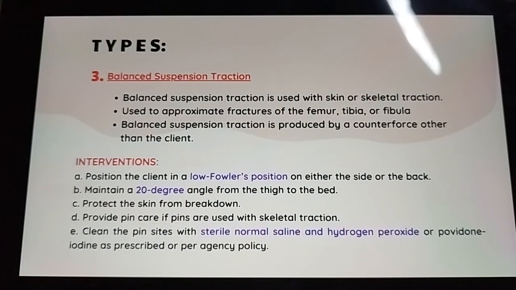Next type naman of traction is balanced suspension traction. Ang balanced suspension traction naman is used with skin or skeletal traction. It is used to approximate fractures of the femur, tibia, or fibula. Balanced suspension traction is produced by a counterforce other than the client.